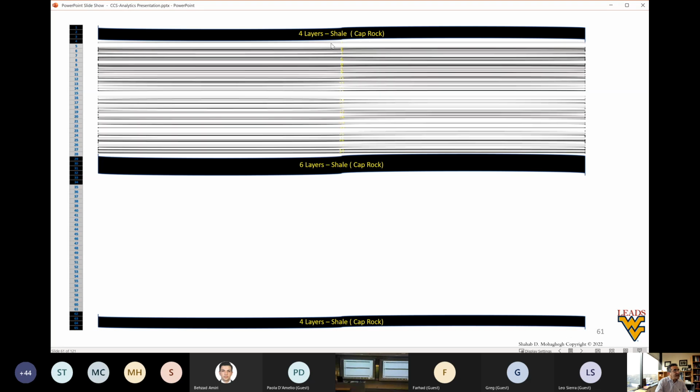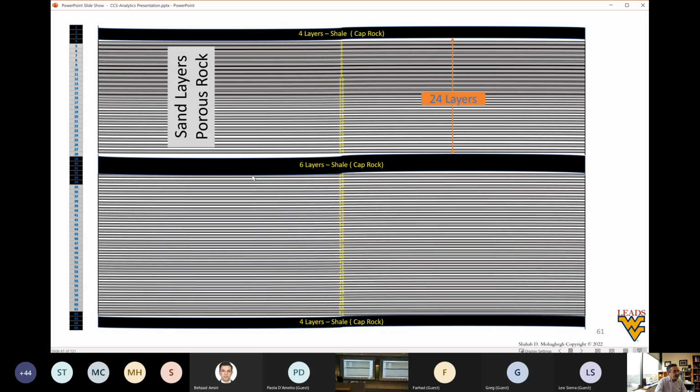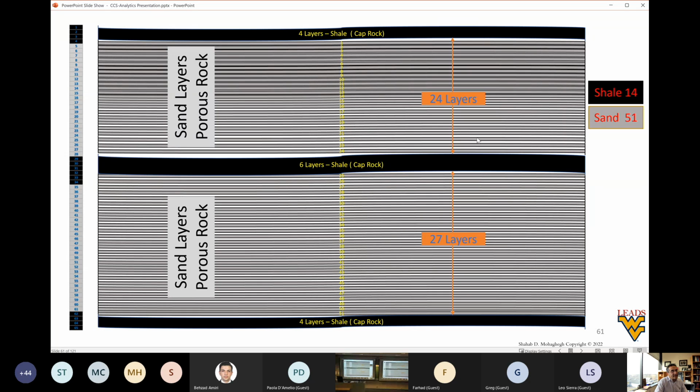And the way we did it, actually, it's 65 layers, and as you can see, there are 24 layers. 4 layers on top is shale, 6 layers in the middle of the shale, 4 layers in the bottom is shale. But the sand, where the injection and storage takes place, is 24 layers in the first part, and then 27 layers in the second part. Together that's about 51. And of course, as you can see, these are shale, and the rest, at least 51, are sand.